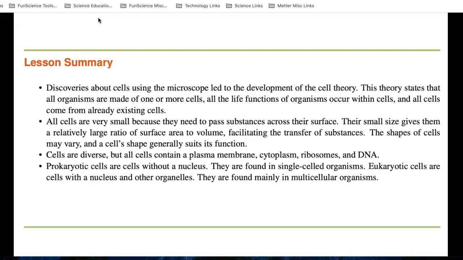We talked about that it was the microscope that led to the development of the cell theory, that Schleiden and Schwann saw all those cells are basically the basic part of all life. Cells are super small because they have to have materials come in and out. That's the second bullet point. Cells are very diverse, and by diverse they mean all different shapes and sizes, but they all contain a plasma membrane or a cell membrane, cytoplasm, ribosomes, and DNA. Prokaryotic cells, those are the small ones, are similar to bacteria, are cells without a nucleus. And eukaryotic cells are larger, and they have a nucleus and other organelles. Organelles are like tiny organs. So that ends section 3.1.